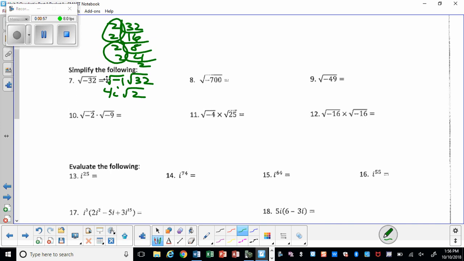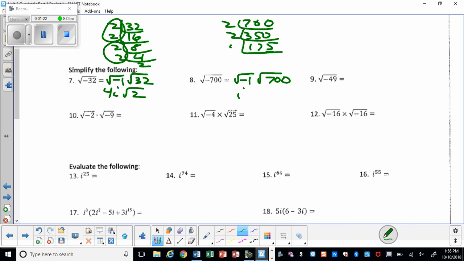And then for 8, I've got the square root of negative 1 times the square root of 700. So again, that would be my i. This i comes out because it's a perfect square. And then I'll do the 700. Anything even, you just divide by 2. 350, keep dividing by 2. And so I'll get 175.